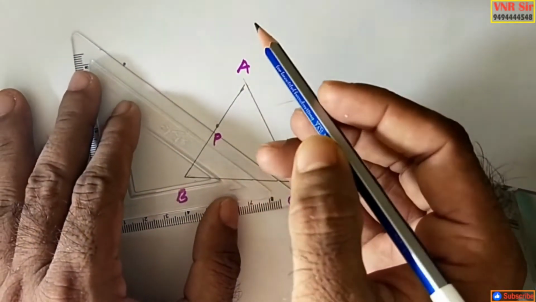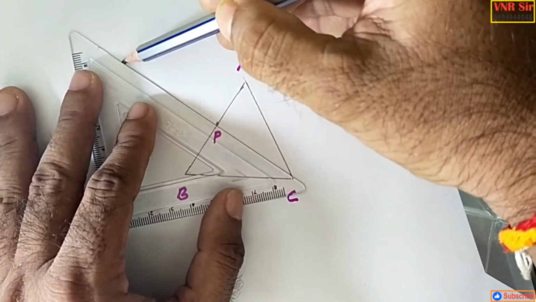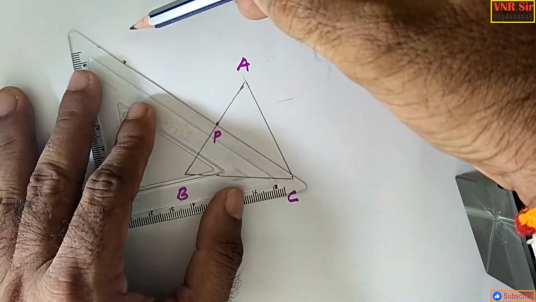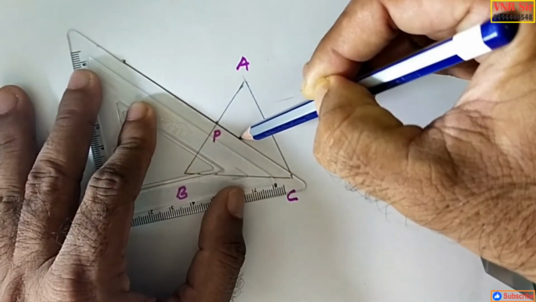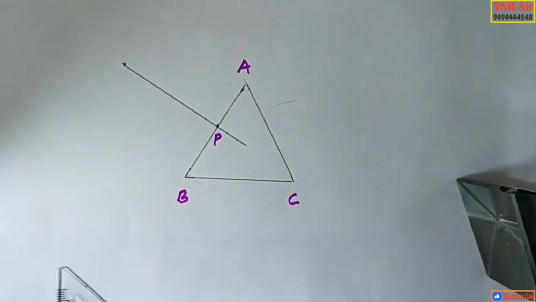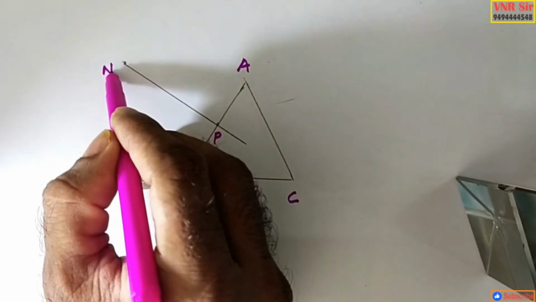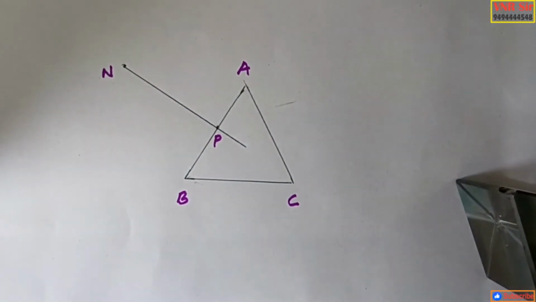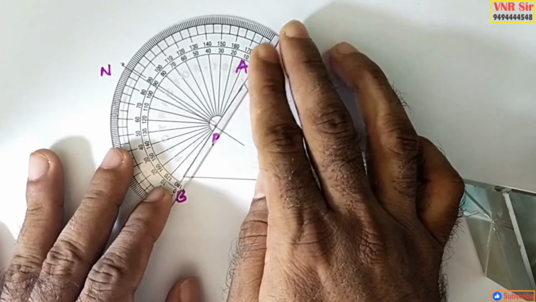Now join these 2 points with the help of a scale or any other thing. So carefully you draw that. That is going to be normal to the surface AB. Light is going to fall on surface AB and come out from the surface AC. So this is the normal at the point of incidence P to the surface AB. Let us take that as N.